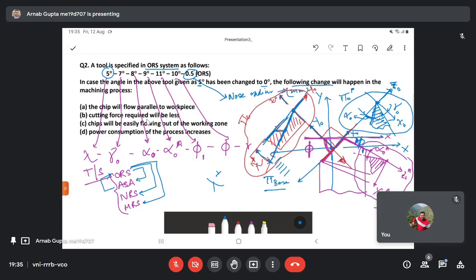So we give this positive value of rake angle to allow the chip to flow easily. That is the first thing. Second of all, the cutting forces will also reduce.